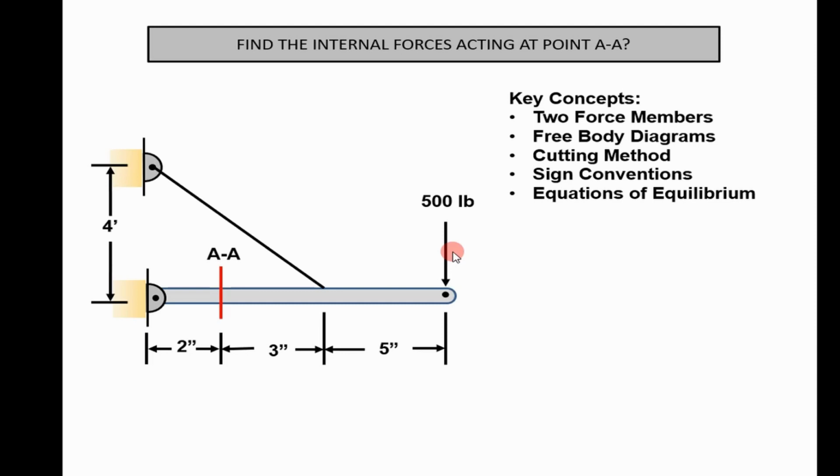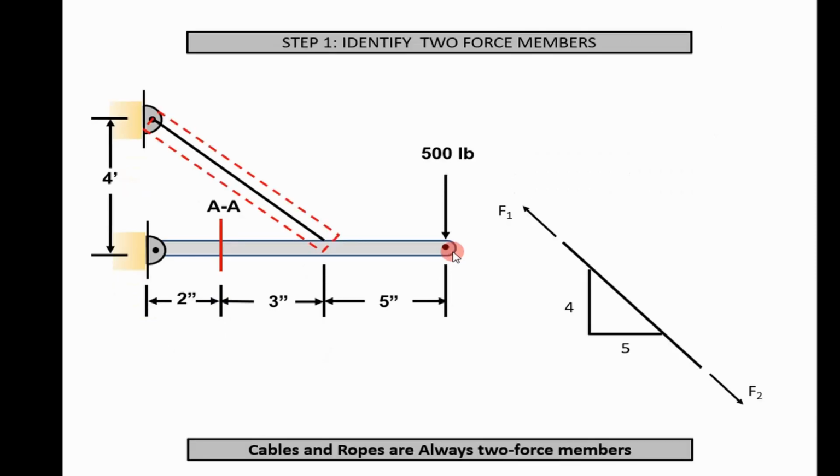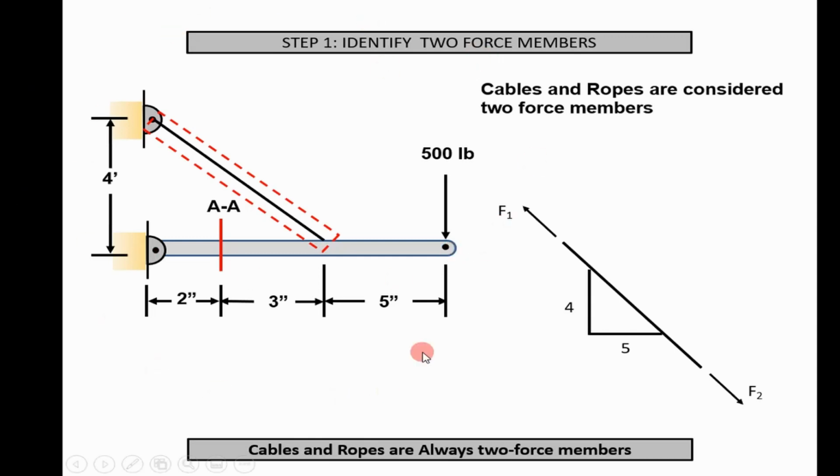So let's get started. So much of the steps we do here are going to be the same as we saw previously. We want to identify the 2 force members because they can simplify our analysis. So if we look at this assembly, this rope and tension, it's only got 2 points that it's in contact with, so it's a 2 force member.